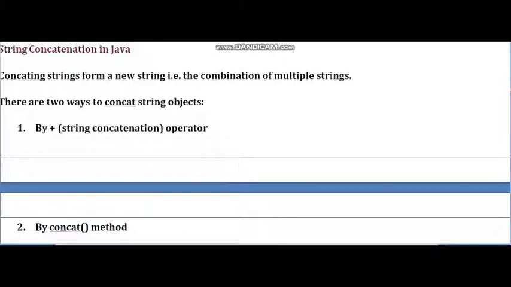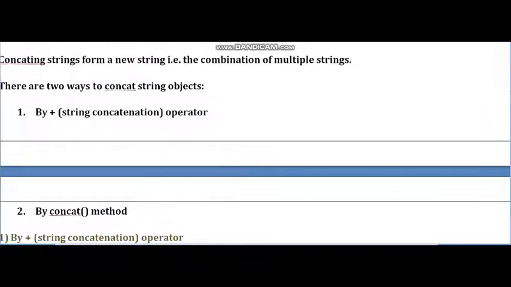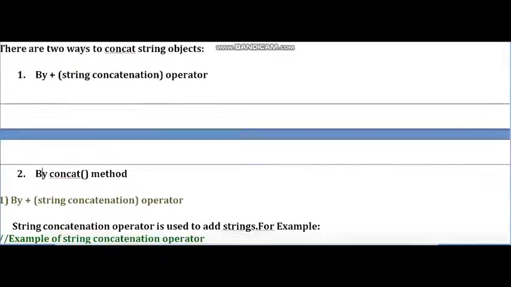Welcome back, guys. In this part of the video we're going to discuss string concatenation in Java. By the word concatenation I mean to join two strings, or to join two things, in Java. So you have two ways in Java by which you can concat two strings. The first method is the string concatenation operator, that is plus, and the second is by calling the method concat.